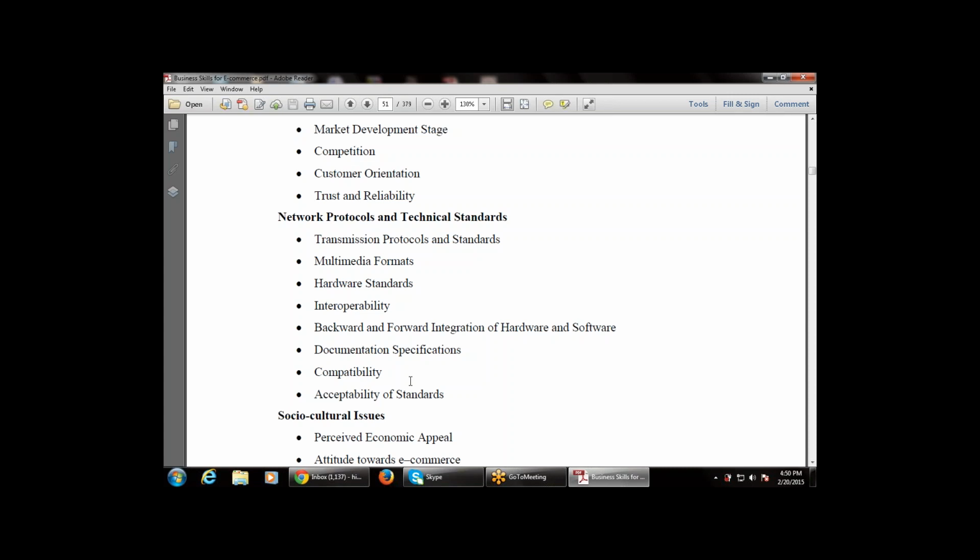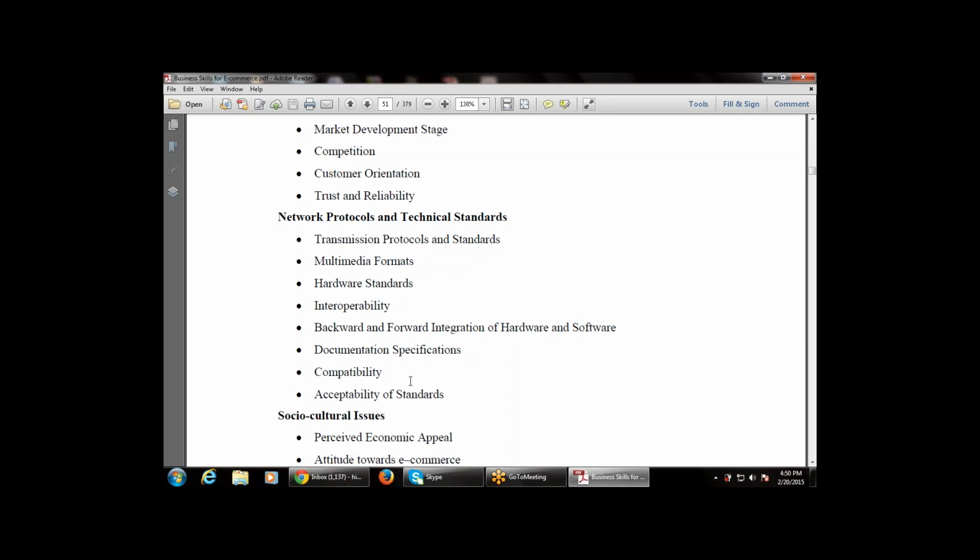So network protocols and technical standards include transmission protocols and standards. There should be a proper protocol used for transmission, and a proper standard maintained for e-commerce. So various standards and various protocols are used for transmission.